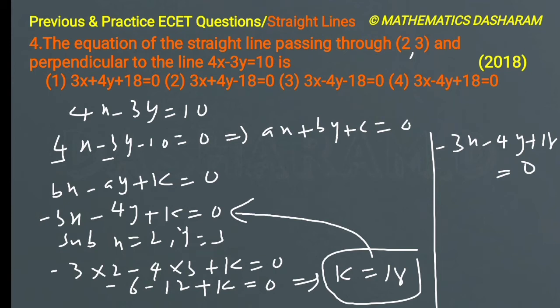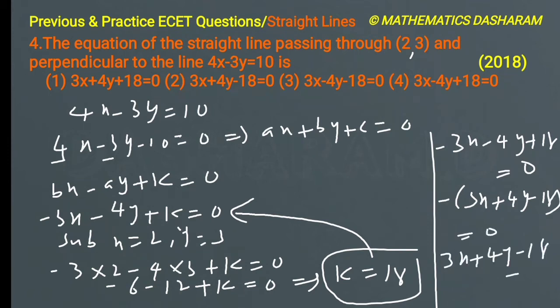So minus 3x, let's take the minus common because this option is not given in the options. So taking minus common, then 3x plus 4y minus 18 equals 0. Now observe the options: 3x plus 4y minus 18, option 2 is correct.